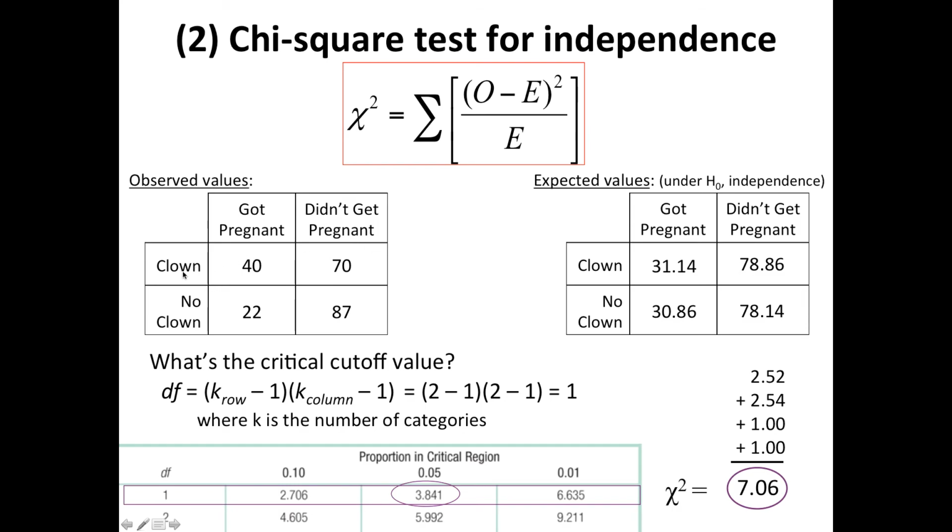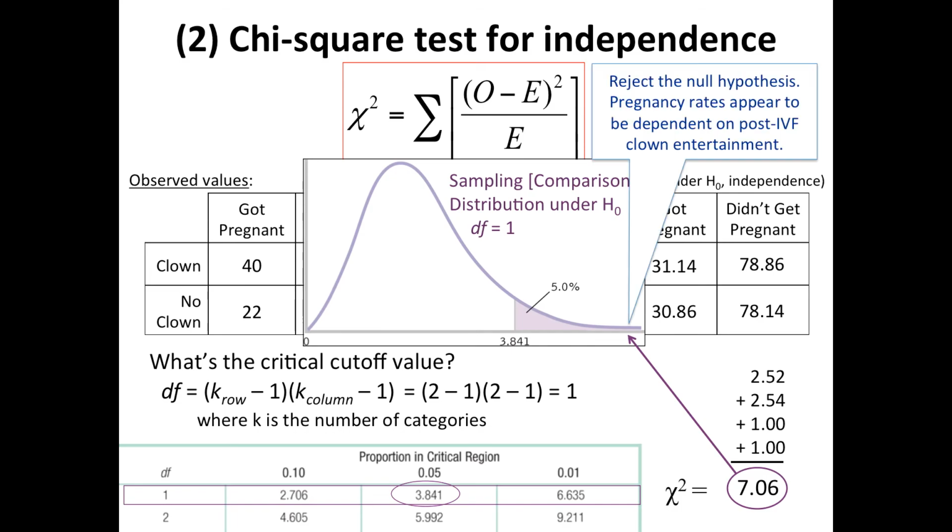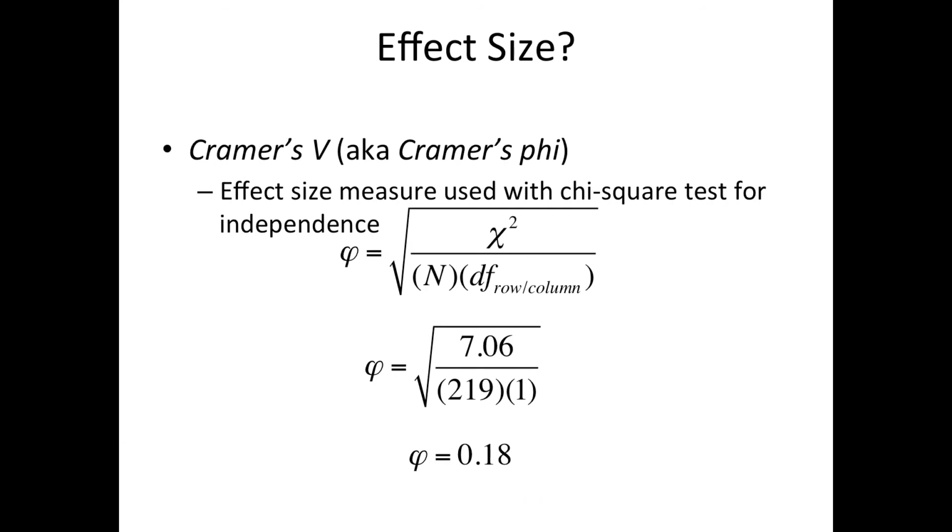The clown one, perhaps we could have like a really funny clown, a scary clown, and no clown, and we could see which one has the biggest effect on whether women get pregnant. I don't think we'd want to do that. We'd probably have some ethical problems with that. But in concept, you can run a chi-square for independence test when one or both of the nominal variables has more than 2 categories. All right, so what about effect size for chi-square?